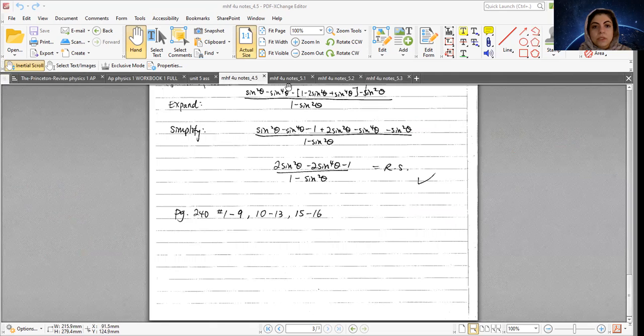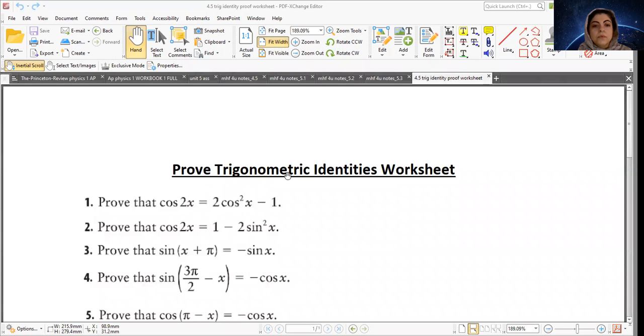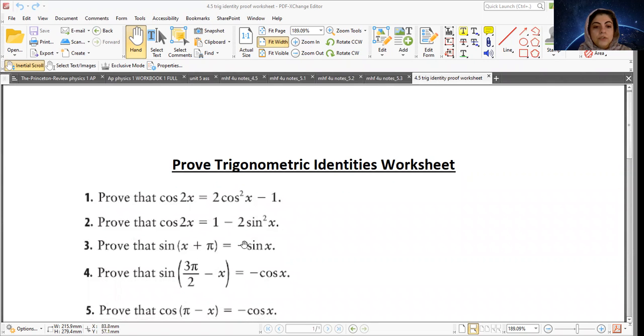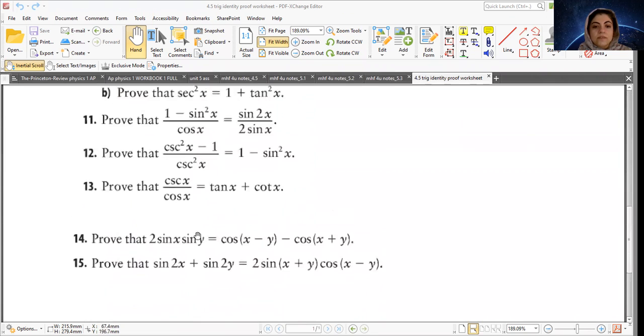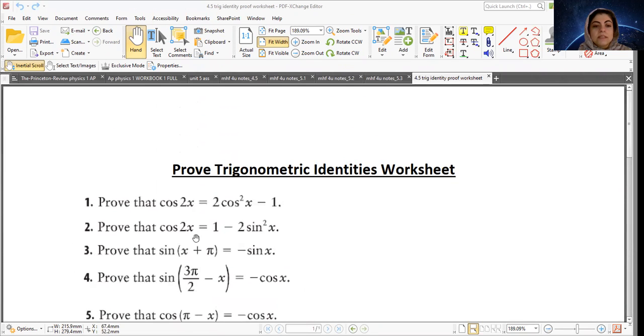Now, there is a worksheet. I did send it to you, 5.4. Let me just pause it for a second. Okay, so this is the proof of trigonometric identities worksheet. I want you to start. I'm expecting a student to do all of that in class, but let's see how much of this you can do. And 45 minutes I'm going to give you to start doing it.